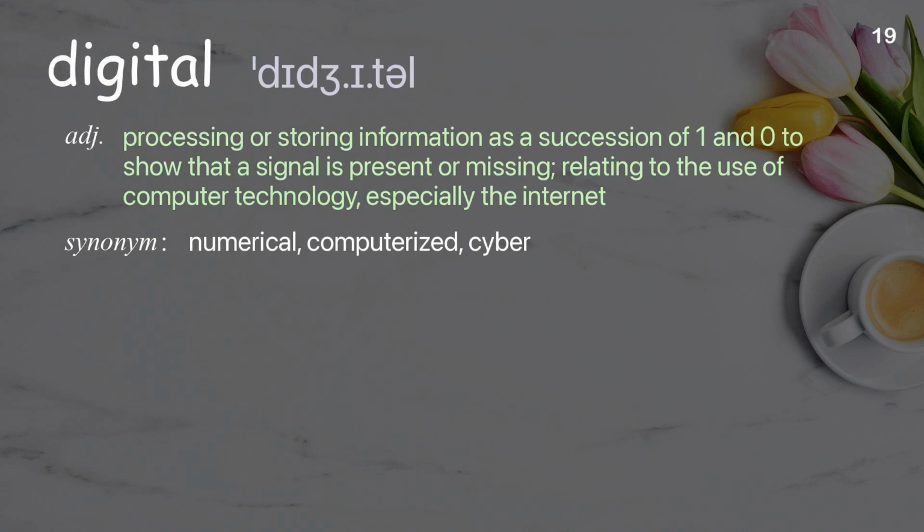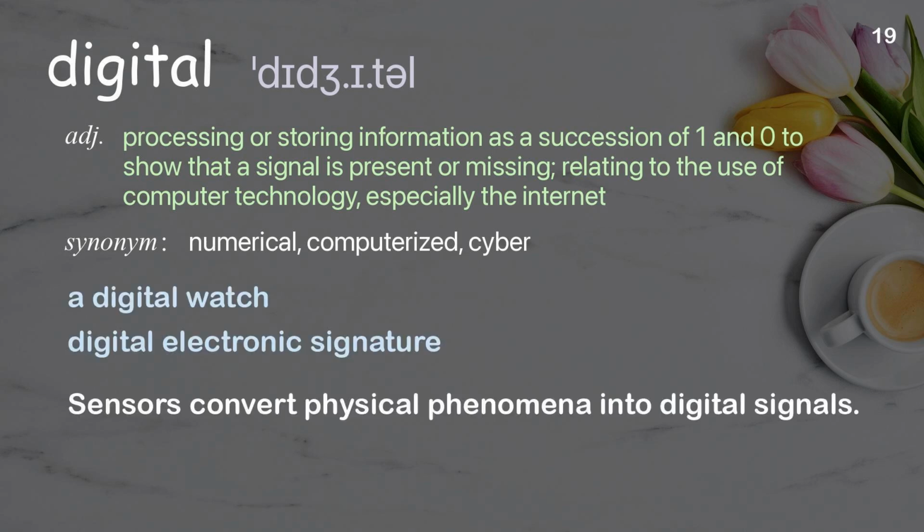Digital: processing or storing information as a succession of 1 and 0 to show that a signal is present or missing, relating to the use of computer technology, especially the Internet. Examples: A digital watch. Digital electronic signature. Sensors convert physical phenomena into digital signals.